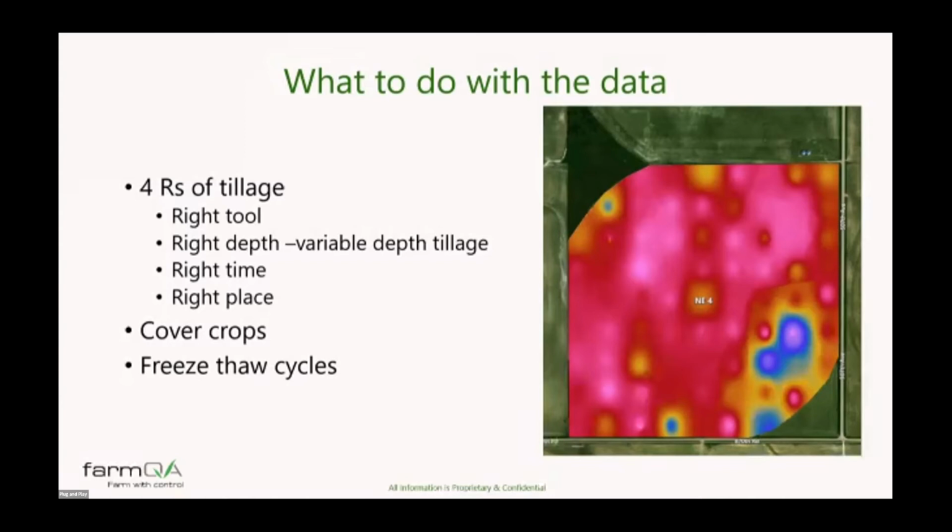Secondly, let's use the data to look at the right depth. This one is absolutely key. Traditionally, when people are ripping, they're going to max out the depth of their tool and rip all their farms to that same depth. Well, if we looked at the ROI of that, that is really not economical and not needed. Plus, you're disturbing the soil structure that was there previous to ripping.